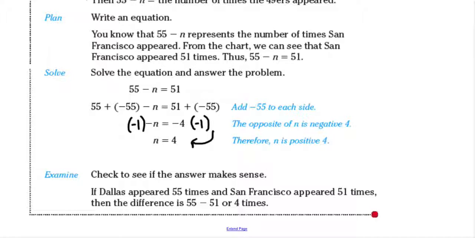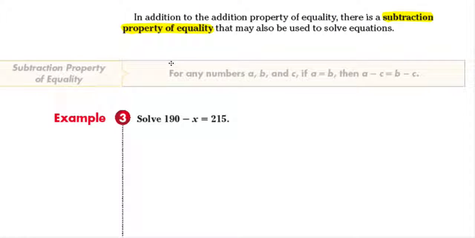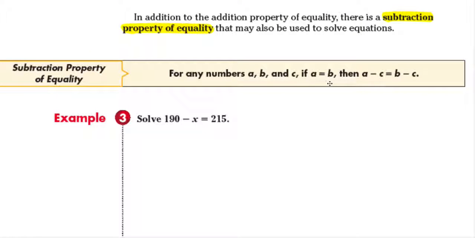Let's take a look at example 3, but before we do that, let's look at another property of equality, and that is the subtraction property of equality. Okay, we may also use this to solve equations, and it simply states that for any numbers a, b, and c, if a equals b, then a minus c is equal to b minus c. Simply saying whatever you subtract from one side of the equation, you need to subtract from the other side as well, to have equivalent equations and for the equations to remain true.